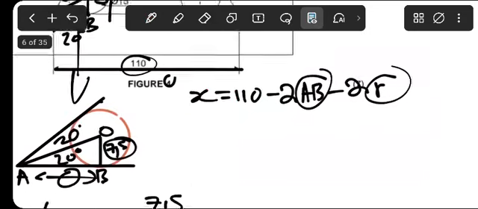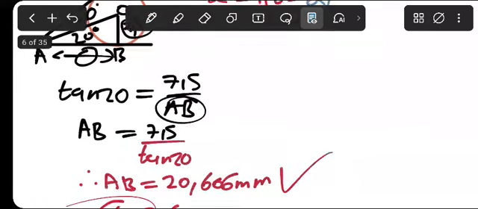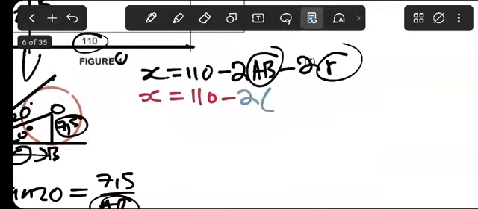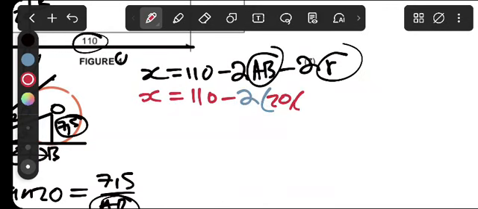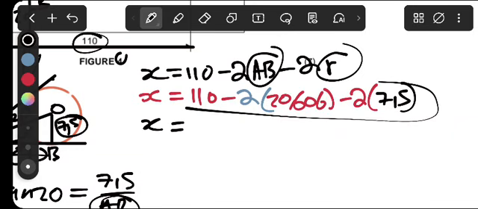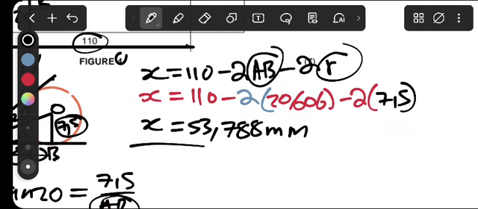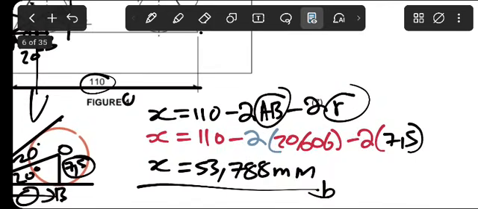Now we can substitute. x will be 110 minus 2 times AP, which we've just calculated, 20.606, minus 2 times the radius, which is 7.5. So punch this in, and we're supposed to get x to be 53.7 millimeters. So this is how it goes. We found that value.